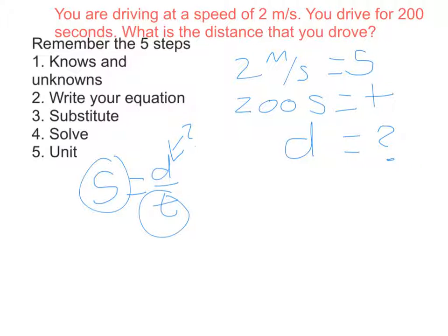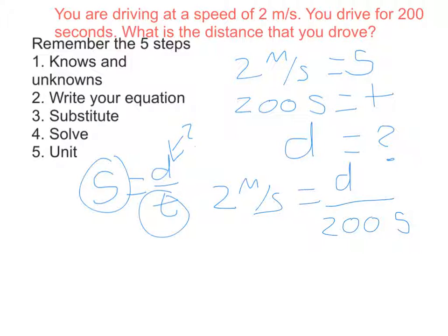So now that I've got everything organized, I'm ready to do my next step, which is to substitute. So instead of s equals d over t, I'm going to say 2 meters per second, because instead of s, I'm writing 2 meters per second, is equal to distance. Well, I don't know distance, so I'm going to keep that a d. And my time is 200 seconds. So instead of t, I'm going to write 200 seconds.